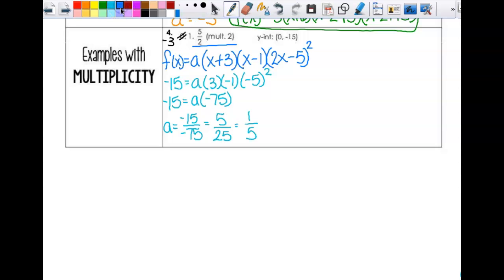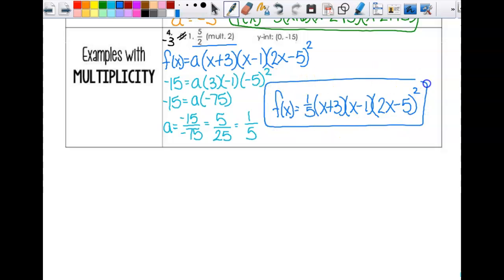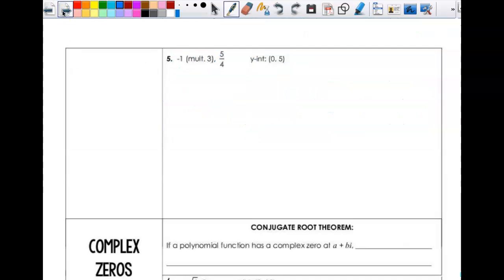So then we can write our equation, that is f of x equals 1/5 times x plus 3 times x minus 1 times 2x minus 5 squared. What questions do you have? We good? Awesome. All right, then you do number 5, all on your own there.